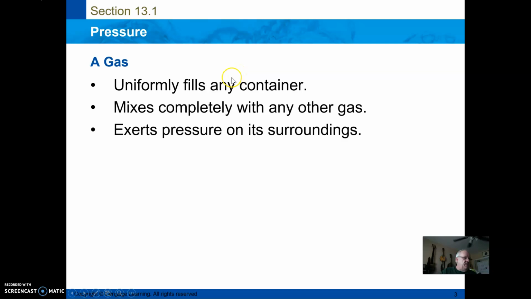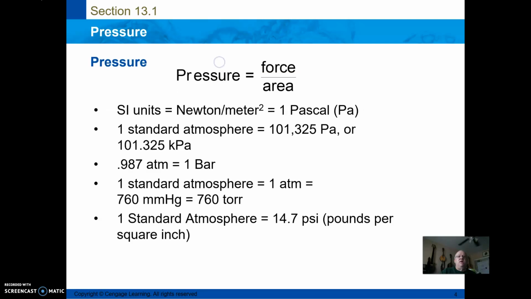So how much gas, right? Avogadro's law, the moles of gas, mass. So it's all about pressure too. Pressure equals the force put on an area. Force affected by area.